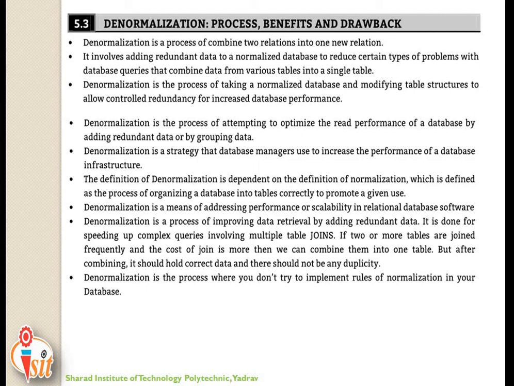Denormalization is the process of improving data retrieval by adding redundant data. It is done for speeding up complex queries involving multiple table joins. If two or more tables are joined frequently and the cost of the join is high, we can combine them into one table. But after combining, it should hold correct data and there should not be any duplicity. Denormalization is the process where you don't try to implement the rules of normalization in your database. This is about the various definitions of denormalization.